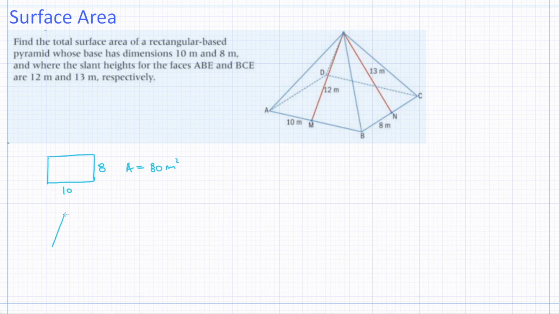Now let's go for one of the triangles. So if I look at this triangle AB, we're missing E here. So ABE, my height is 12 and my base is 10.